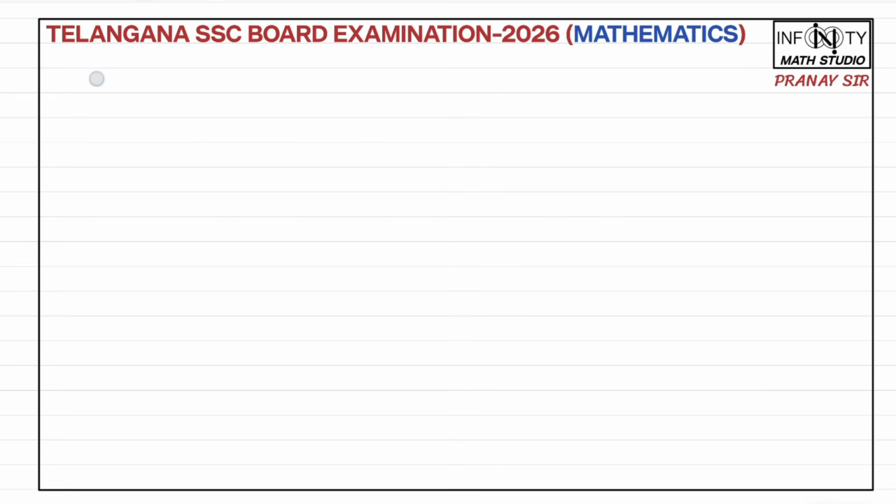Now the fourth question is related to trigonometry. It is asking us to express cot theta in terms of sin theta. For this, first we need to know the formula of cot theta. Cot theta is nothing but the reciprocal of tan theta. So we write cos theta by sin theta. Alright. Now this is one formula.